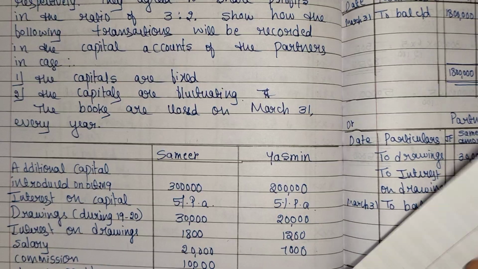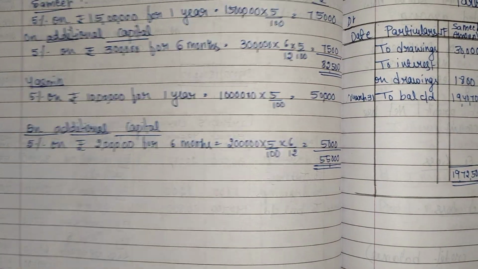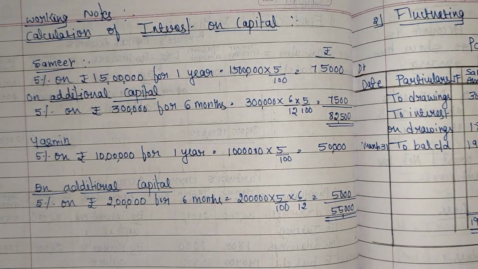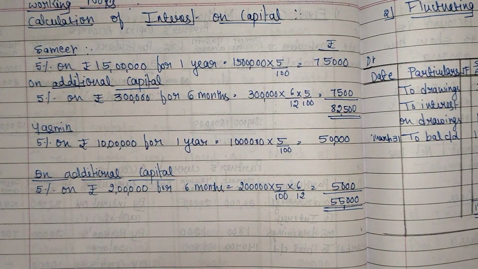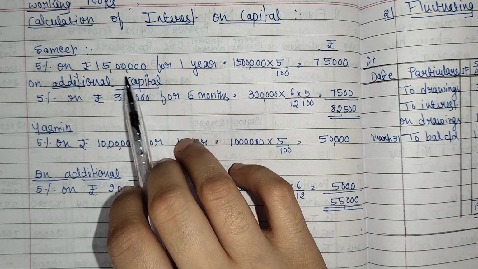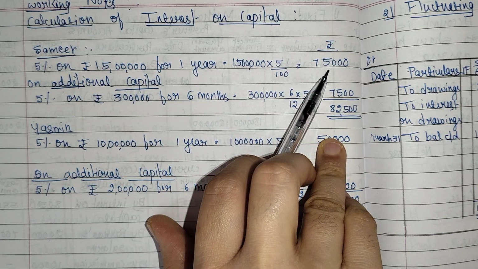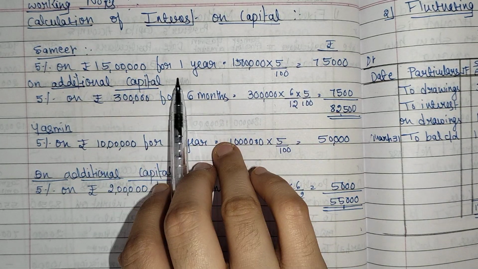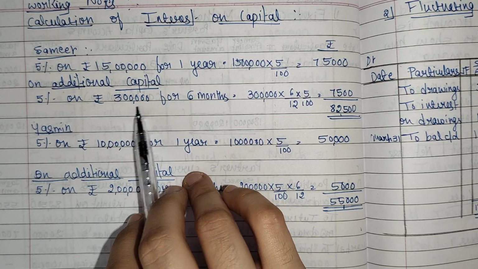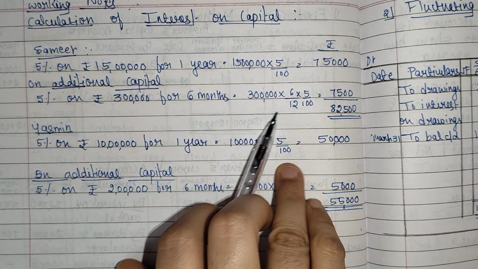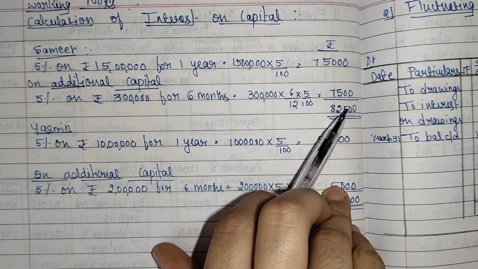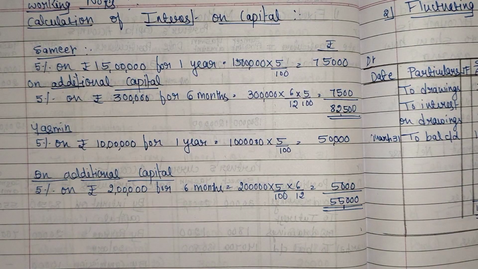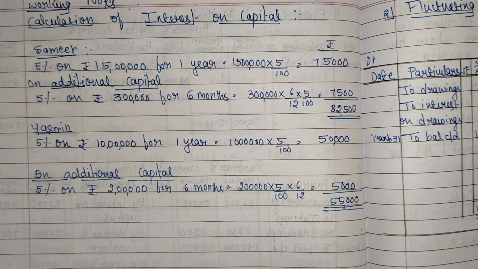So let's calculate first for Samir. Calculation of interest on capital: 5% on rupees 15 lakh for 1 year, that is for opening balances. How much? 75,000. And on the additional capital, he introduced 3 lakh rupees, only for 6 months at 5%. That is 3 lakh into 5% into 6 divided by 12, 7,500 will come. Total 82,500 for Samir.